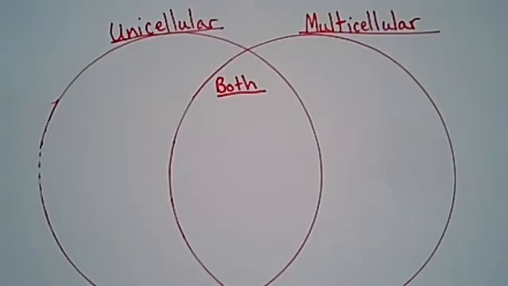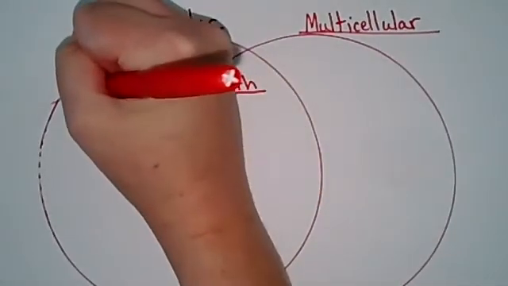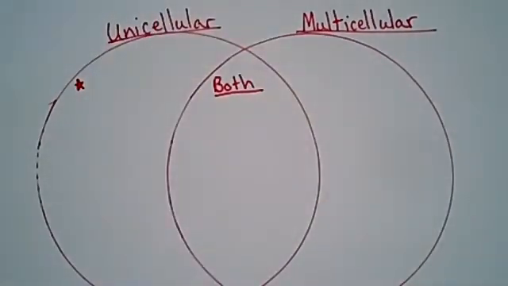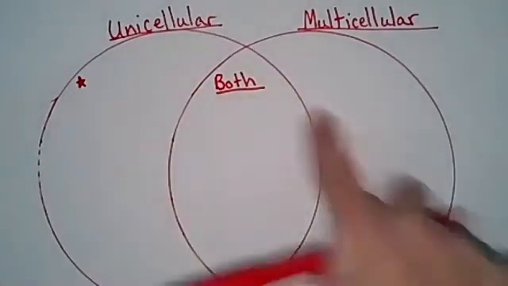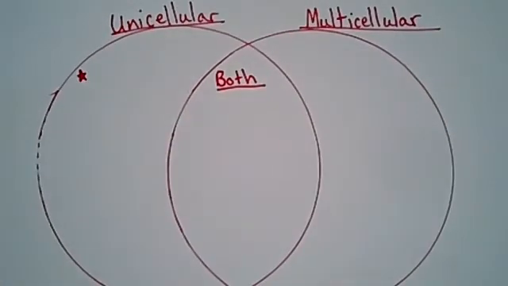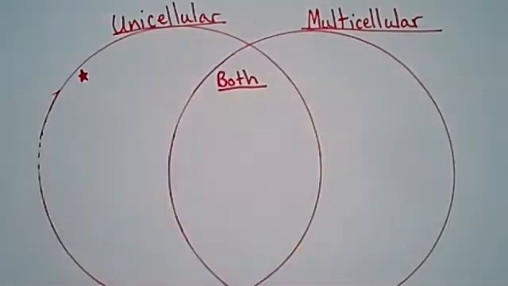Let's start with unicellular organisms. Put a little star up here. And well, first off, you need to draw two interlocking circles, okay? Until you have that, just don't move along, okay? But I went ahead and drew that out.